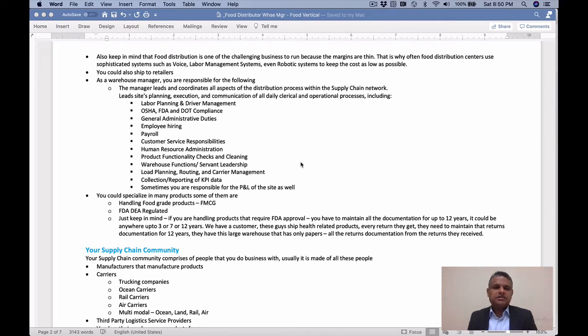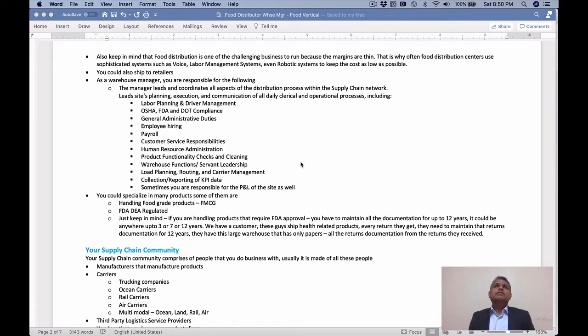Warehouse functions, servant leadership, inspire people, keep your people going, run a tight ship, load planning, routing, and carrier management, right? Collection and reporting of KPI data. Sometimes you're responsible for the P&L of the site as well. So you could specialize in many products. Some of them are handling food grade products, FMCG, FDA, DEA regulated, right? Obviously, if you're handling products that require FDA approval, you have to maintain documentation.